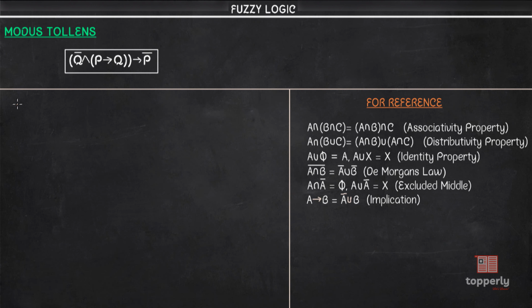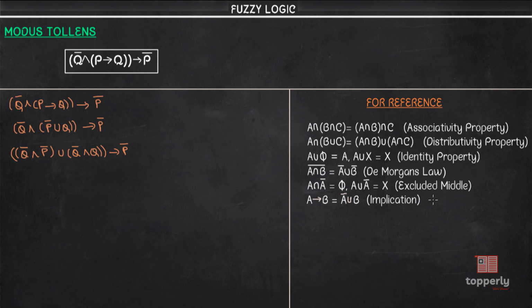We have Q bar conjunction P implies Q, the whole thing implies P bar. So first we'll apply the implication. So we'll have Q bar conjunction P bar union Q, the whole thing implies P. Then we'll apply distributivity property. So we'll have Q bar conjunction P bar union Q bar conjunction Q, the whole thing implies P bar.